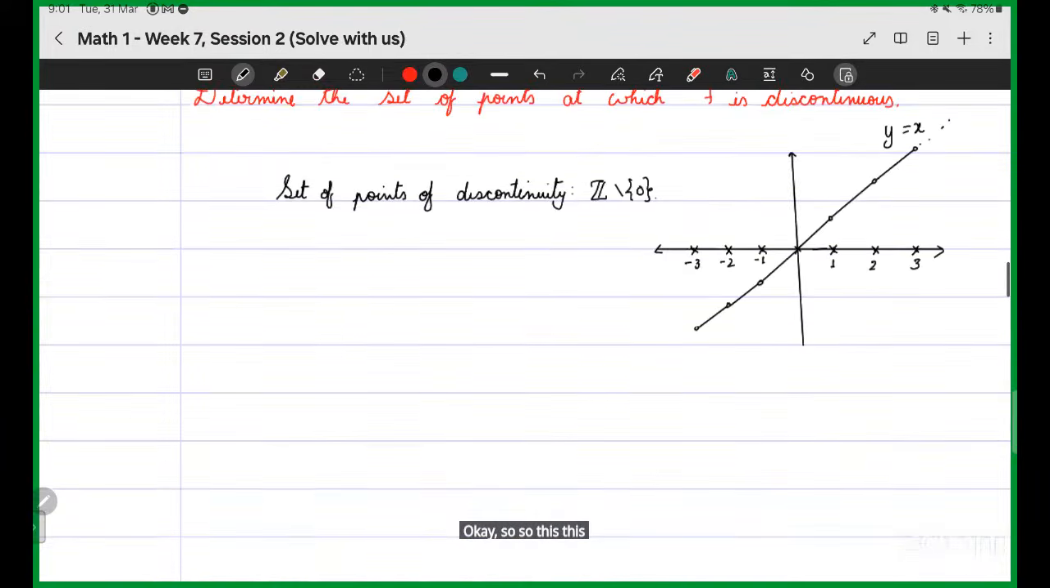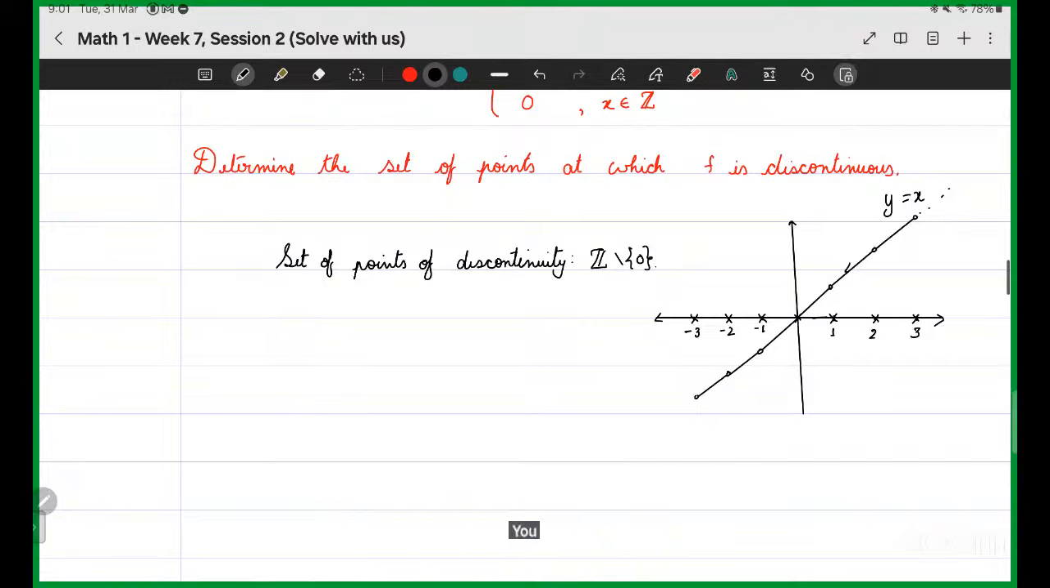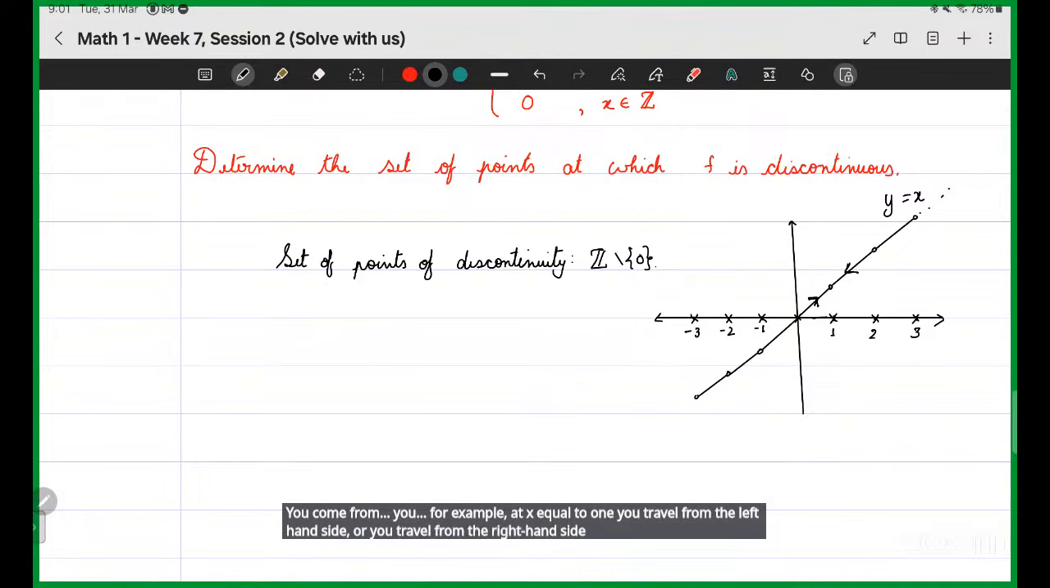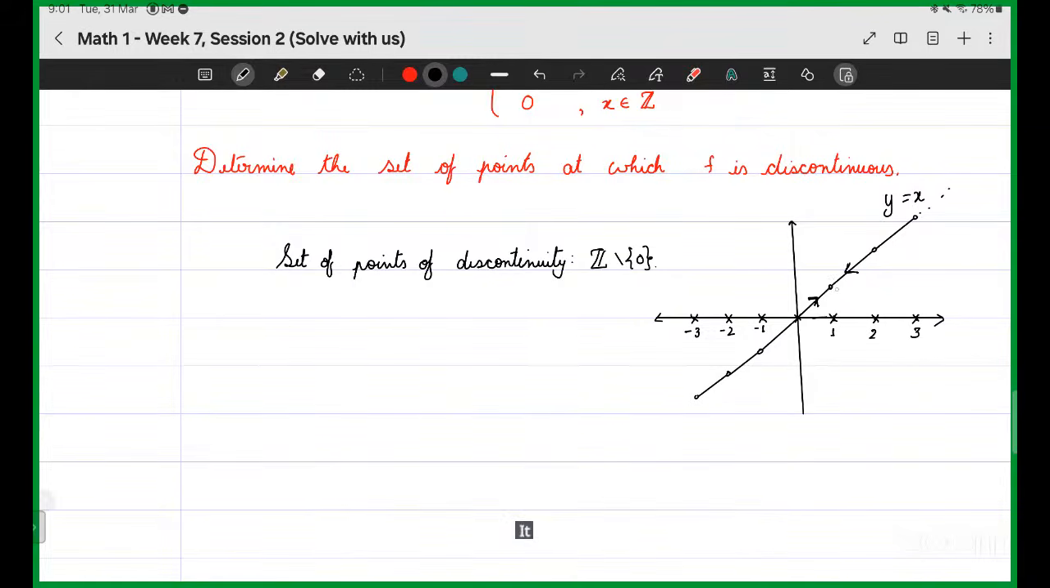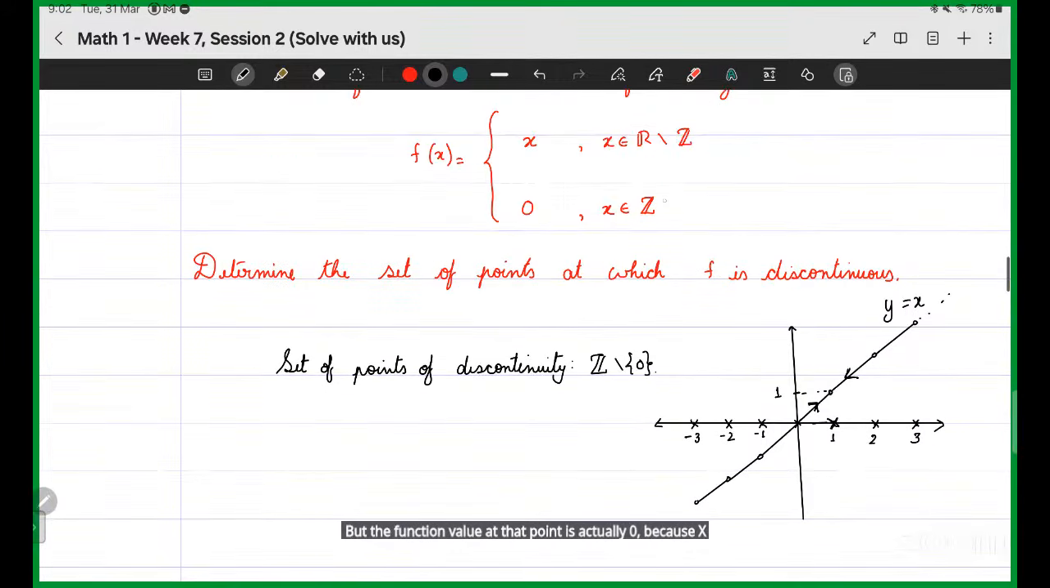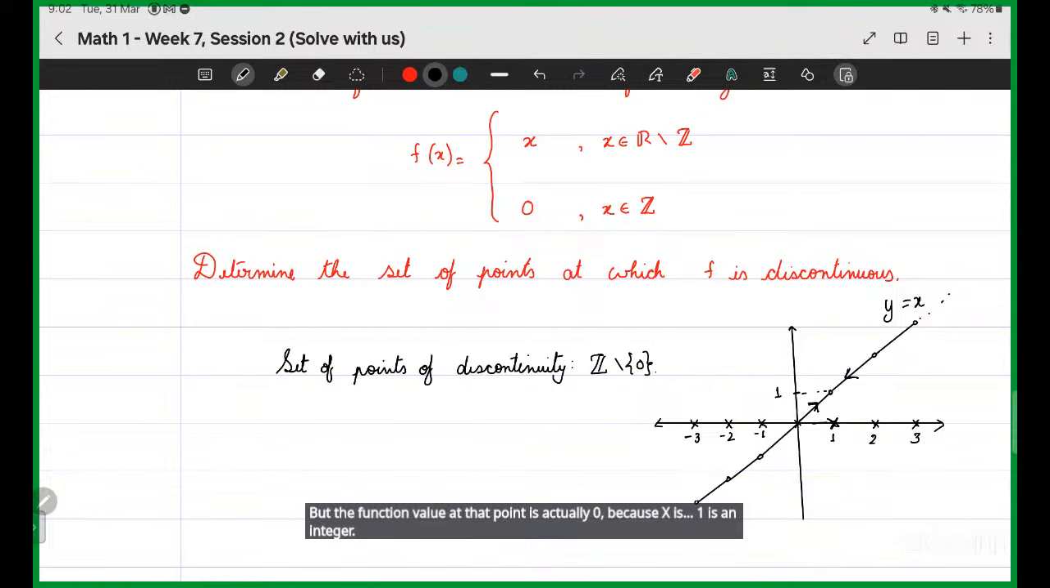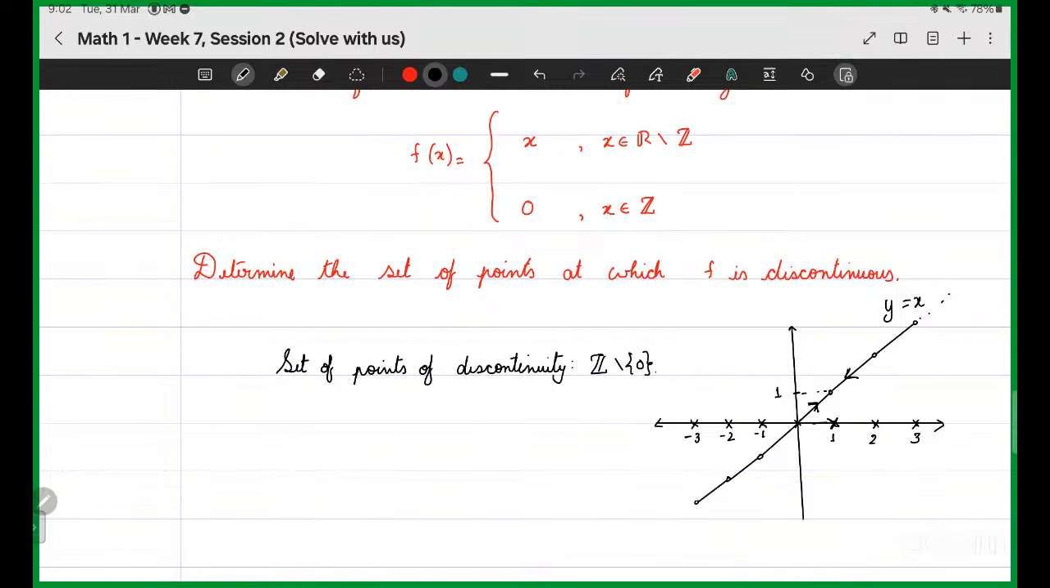If you look at this function, for example, at x equal to 1, you travel from the left hand side or you travel from the right hand side, and you approach your point of interest, which is x is equal to 1. The function approaches this value. This happens to be equal to 1 in this case. But the function value at that point is actually 0 because 1 is an integer. Is that all right?